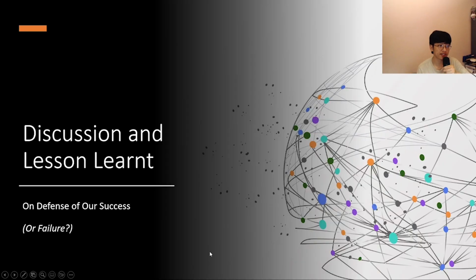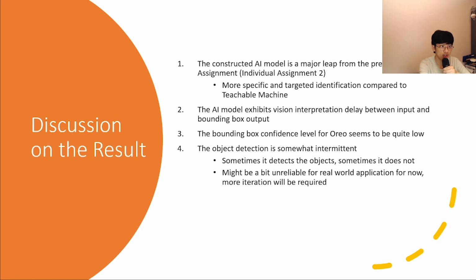Hi, now let's talk about discussion and lessons learned from our project. So, discussion on the result. Firstly, we found out that the constructed AI model is a major leap from the previous assignment. It is more specific and more targeted. Secondly, we found out that the AI model exhibits vision interpretation delay between input and bounding box output. As you can see in the demonstration earlier, there's some kind of delay of tracking by the machine when the object of interest is moving.